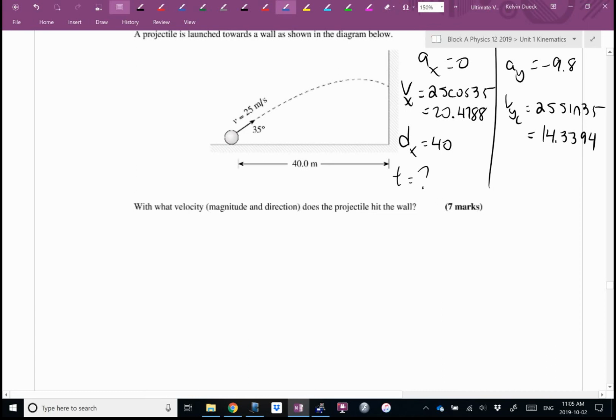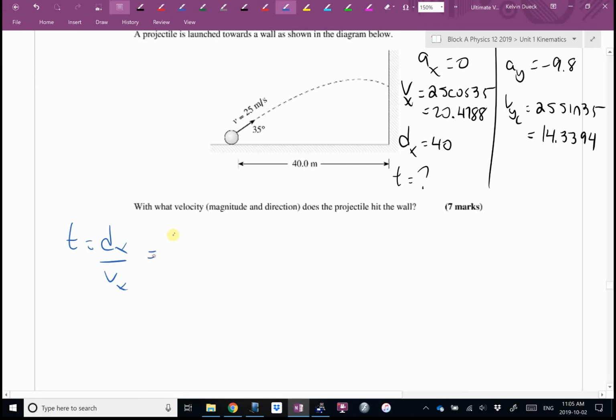Oh, Nicole did the whole thing in her head. She said, Mr. Dueck, time is going to be dx over vx. It's going to be d equals vit plus a half at. A is 0. Dx equals vxt. Get the t by itself. On a test, I probably would have written out what I just said just to make sure I didn't make a silly mistake. But in my homework, yeah, I'd try and do this in my head if I could.